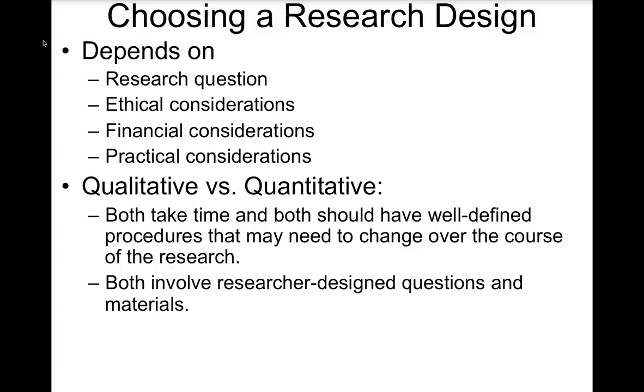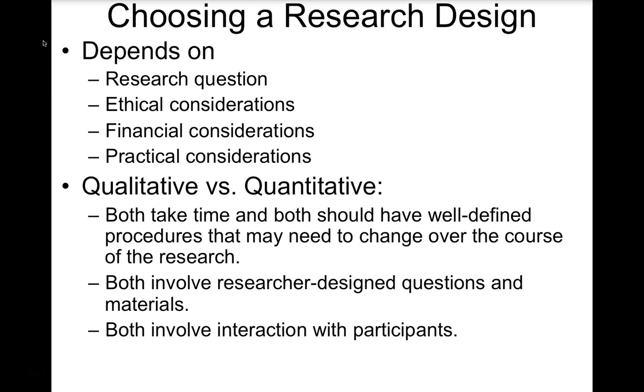Both involve researcher design questions and materials. So in qualitative research, we're often writing questions and making sure that those questions are open-ended, are giving people the opportunity to provide the kinds of answers that we want, while also preserving their voice in that process. And in quantitative research, we're also designing questions. So we may be choosing scales, we may be designing our own questions, we're putting together the order of those questions, we're putting together instructions, and so we're certainly interacting with participants in the collection of both kinds of data.